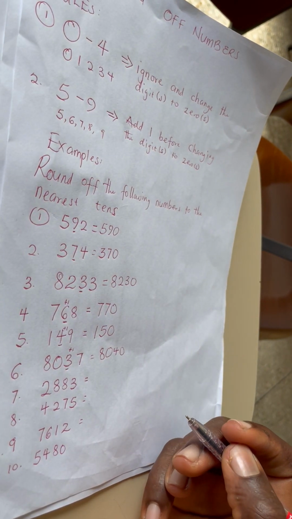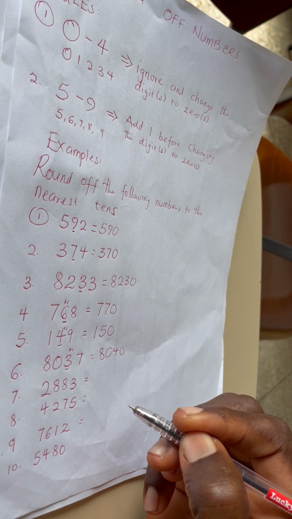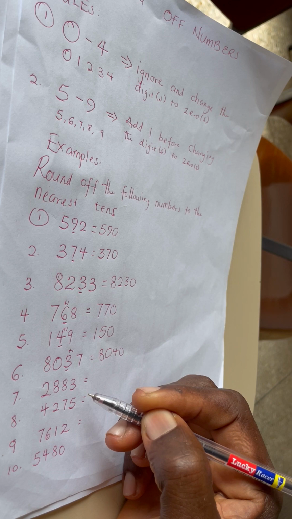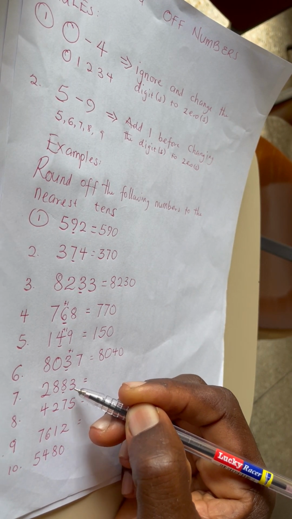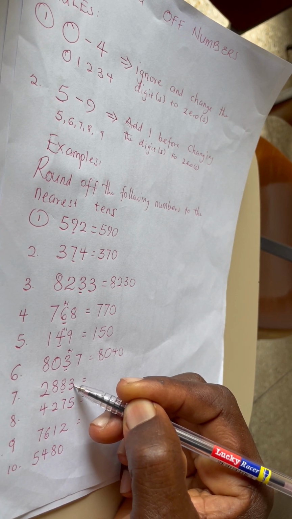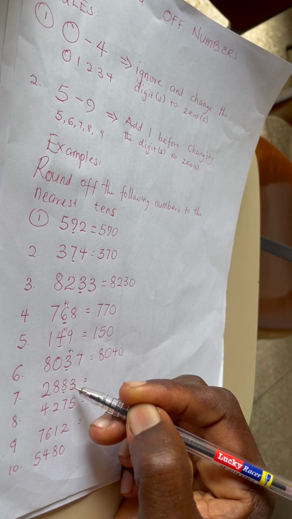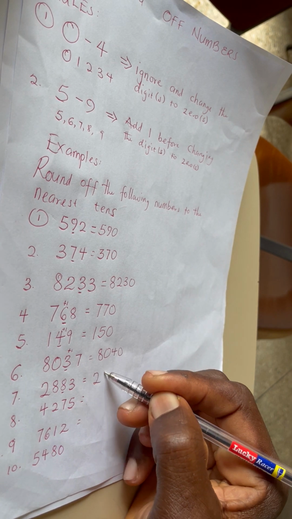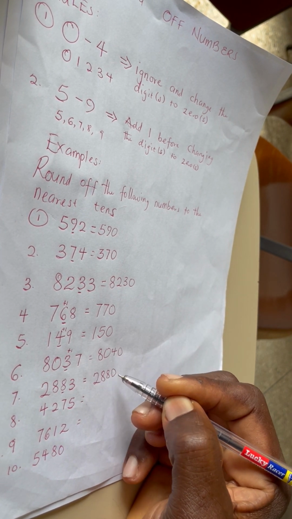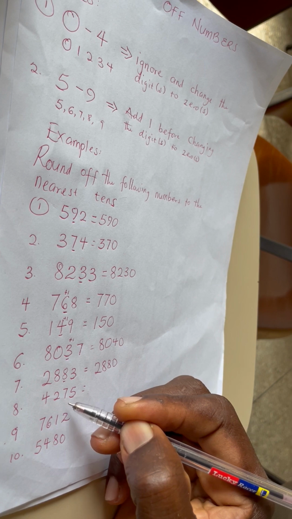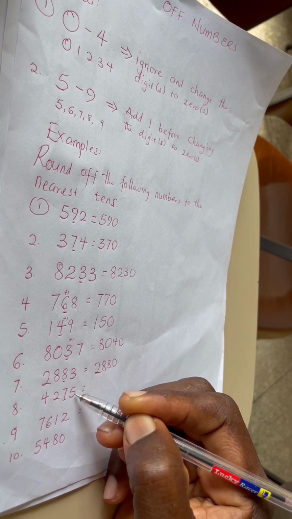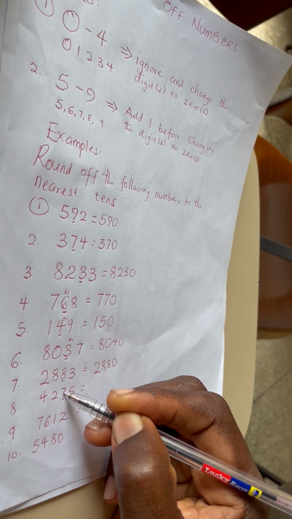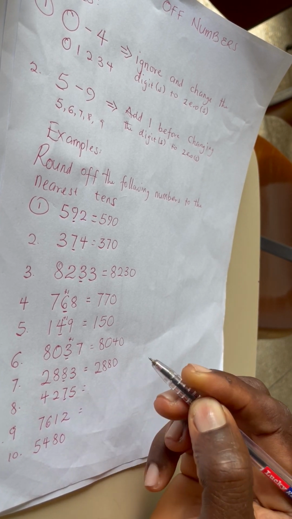So let's try these other 4 examples. We get the number at the tens position to be 8. And the right side of 8 we have 3. So this falls under rule 1, and we're going to change this to 0. So we get the answer to be 2,880. Then the digit at the tens position here is the number 7. On the right side of 7 we have 5. So we add 1 to 7 before changing this 5 to 0. We get the answer to be 4,280.